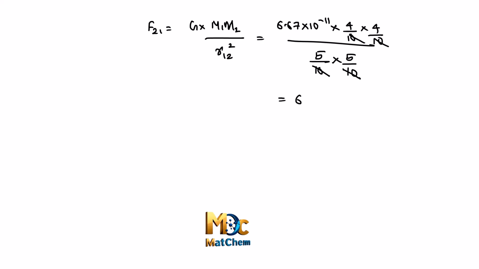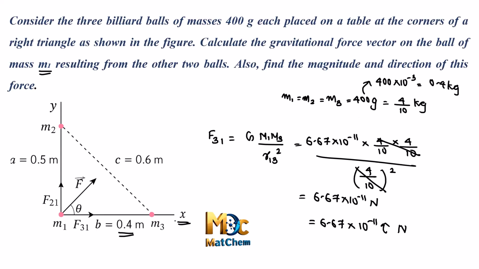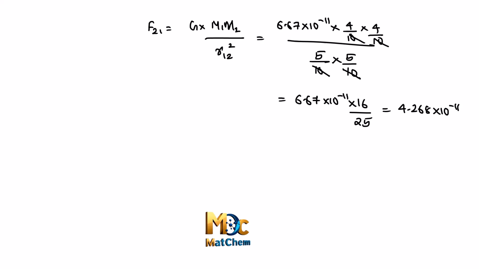So what you will be getting? You will be getting 6.67 into 10 raised to minus 11 into 16 divided by 25. On simplifying these values, you will be getting 4.268 into 10 raised to minus 11. Since F21 force is acting along the y-axis, as a vector component we can write it as j cap Newton. So we got two forces. One force is F31 acting along the x-axis, and another force is F21 along the y-axis. So we have a resulting vector F.